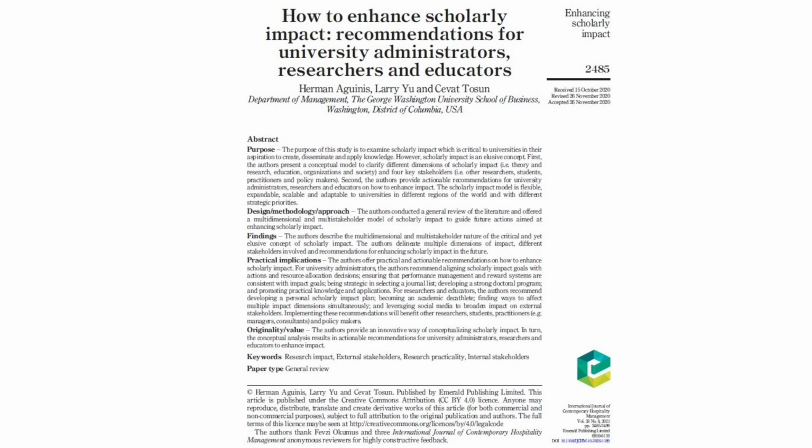Wow, so this multidimensional model of impact isn't just a theoretical framework. It's actually being embraced by institutions around the world. Exactly. And that's the beauty of this model. Its flexibility. It can be adapted to different contexts and priorities, whether you're at a research-intensive university or a teaching-focused college. It sounds like the key takeaway here is that scholarly impact is a multifaceted and evolving concept.